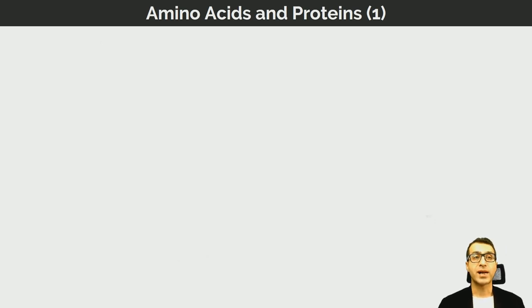So we've had a quick look at carbohydrates. So let's now have a look at another class of biological macromolecules and their monomers. So we're going to look at proteins. And again, there's going to be a separate lesson on this later in this topic.